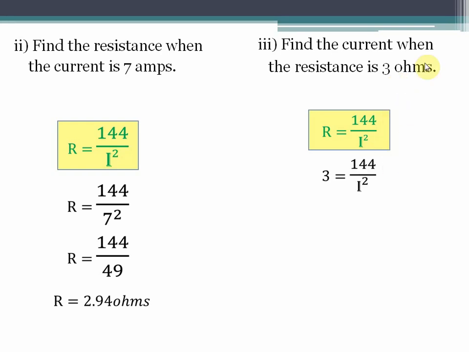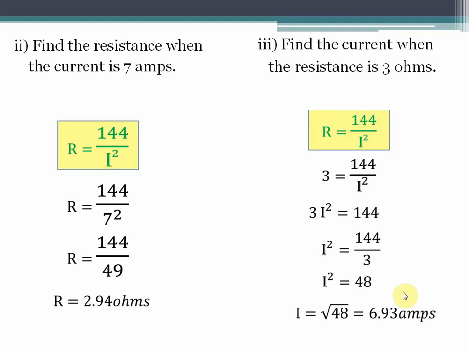So now put the value of R in the equation: 3. Now 3 multiplied by I squared is equal to 144. Now I squared is equal to 144 divided by 3. We got the answer 48. 48 is approximately 49, whose square root is 6.9. I think the answer will be 6.93. So I is equal to 6.93 amperes. Amperes is the unit of current I.